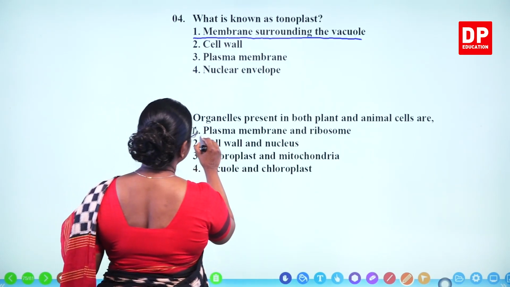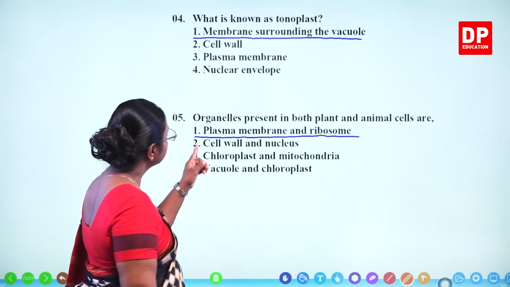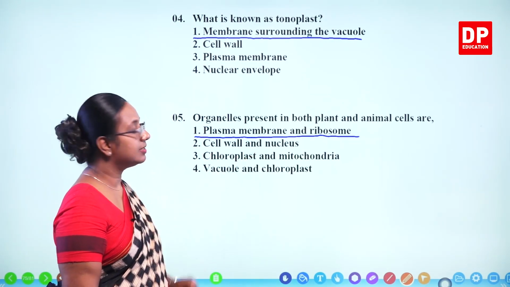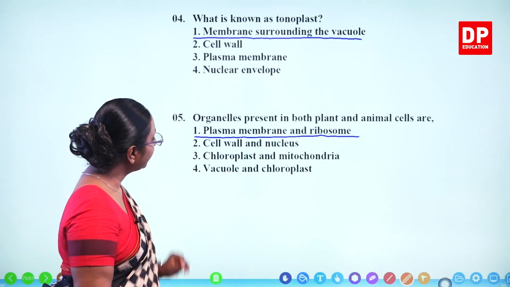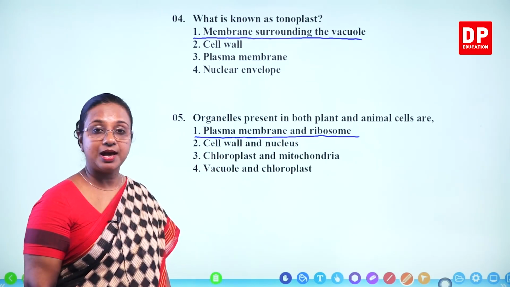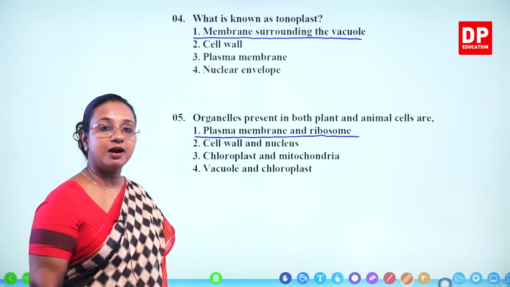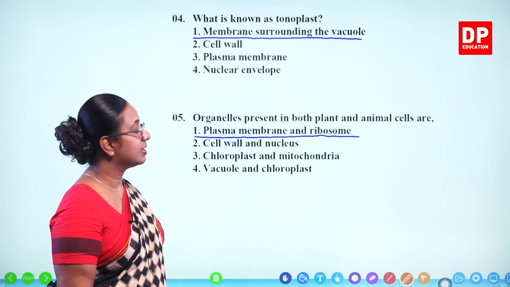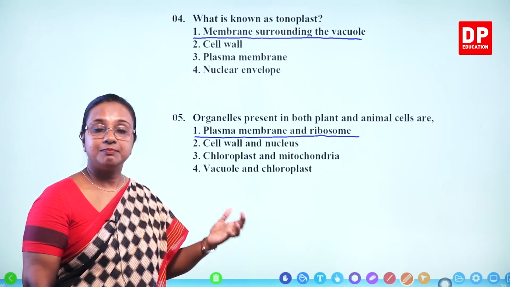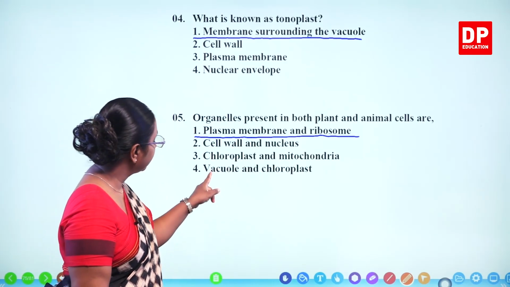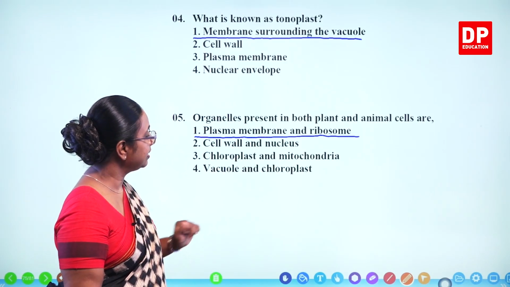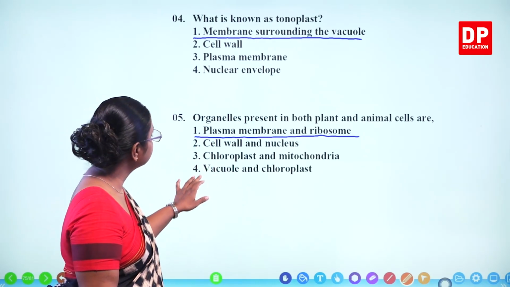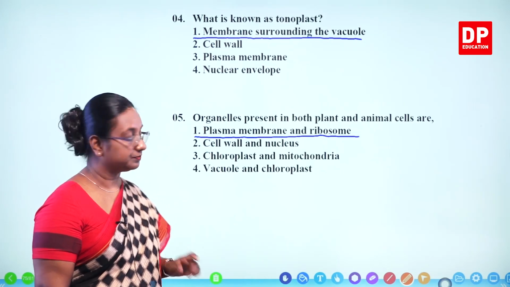So that is a correct answer. Cell wall, not present in animal cells. Nucleus, yes. Chloroplast, only in plant cells and mitochondria in both cells. Vacuole and chloroplast both are present mainly in plant cells. Large vacuole in plant cell and chloroplast only in plant cells. So these three are not correct.